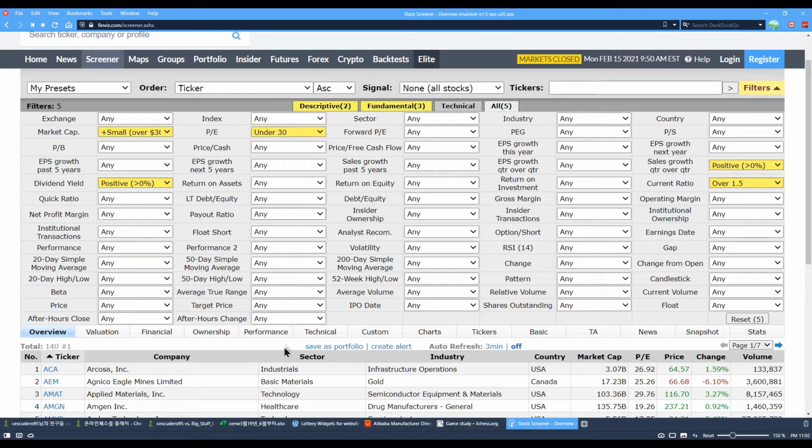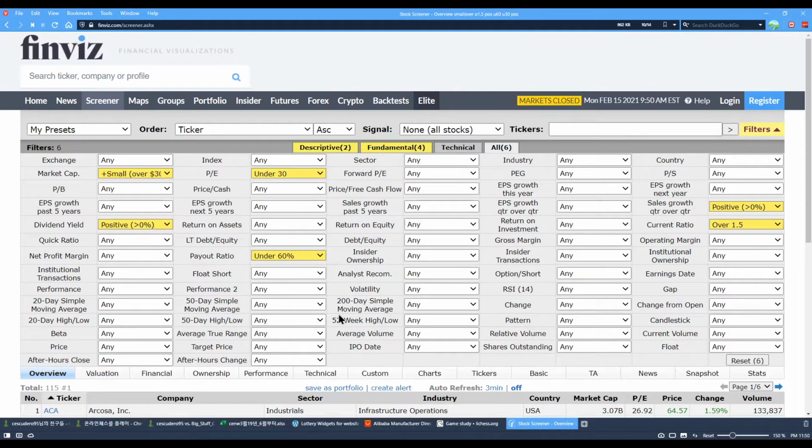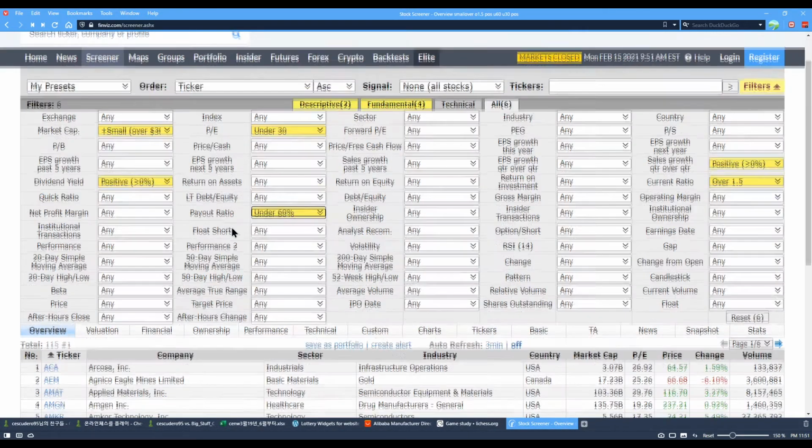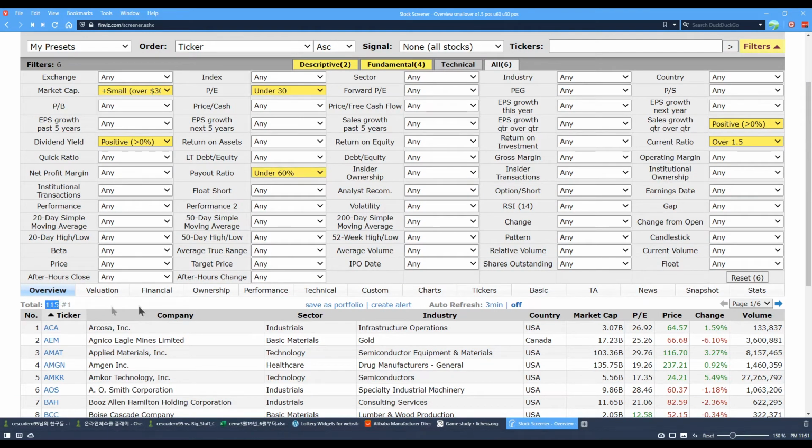So let's say I set for under 60%. That seems like a reasonable number. You can adjust this. This is just a suggested number. The values that I'm putting in here, they're not sacrosanct. You can adjust them based on your opinion or your research or your goals, what you're looking for. And so now, okay, we're narrowed down to 115.